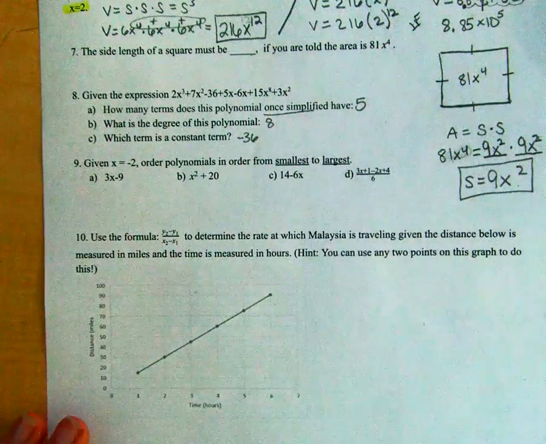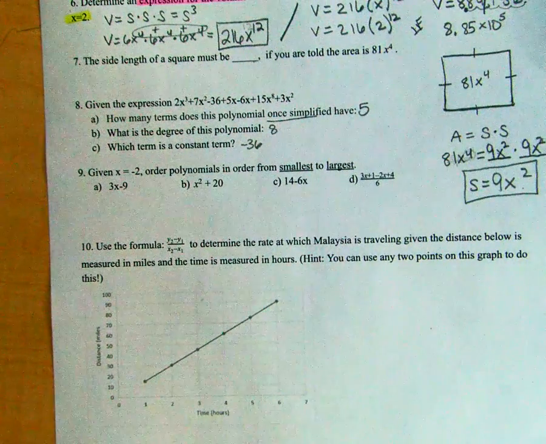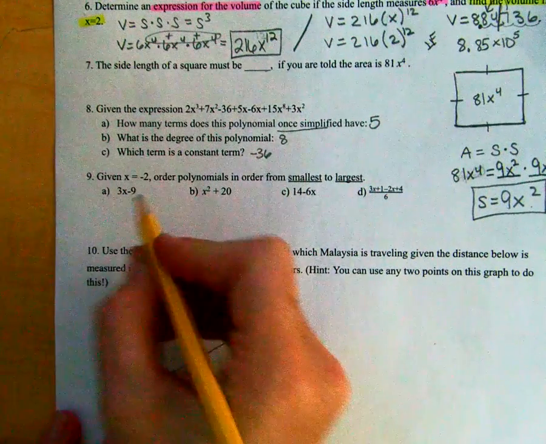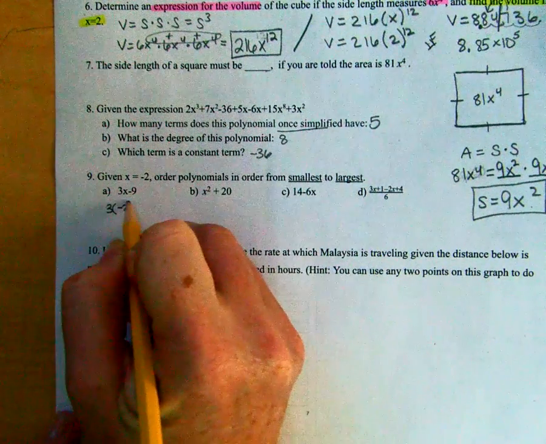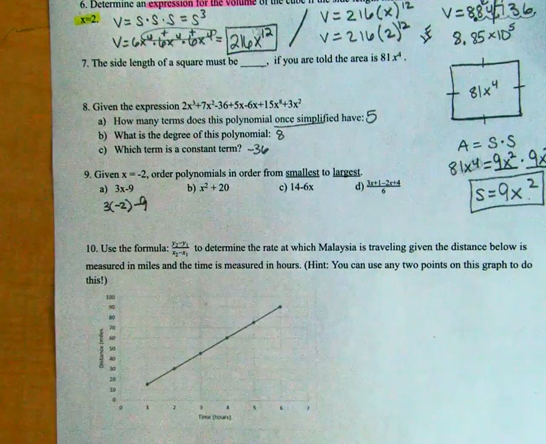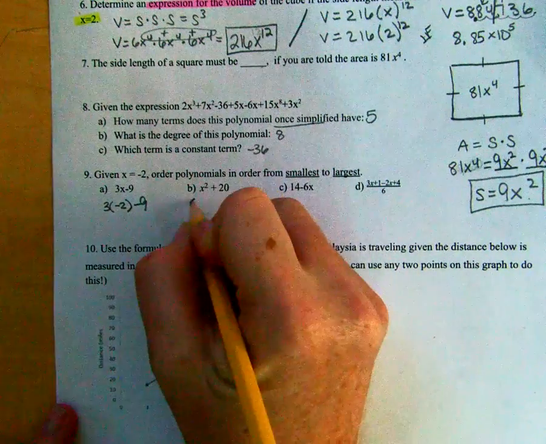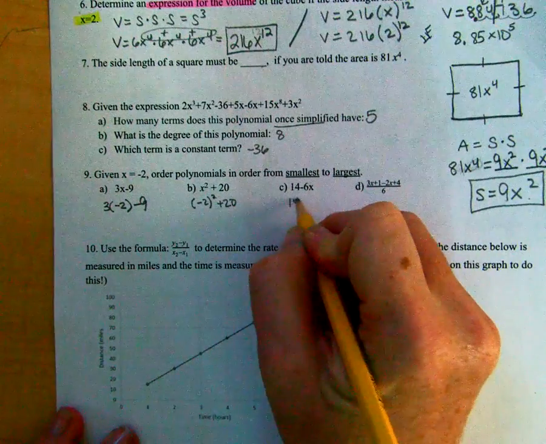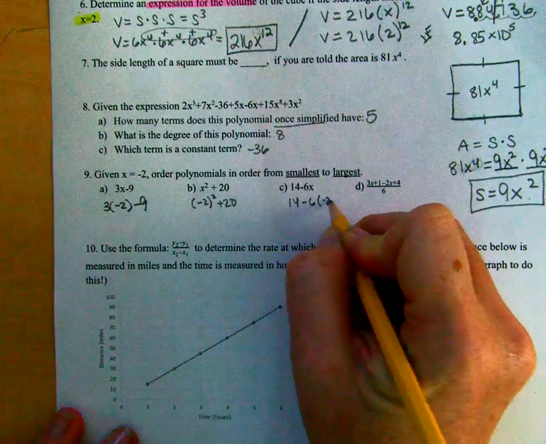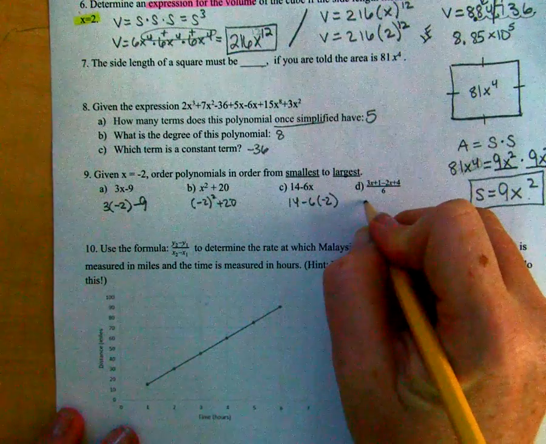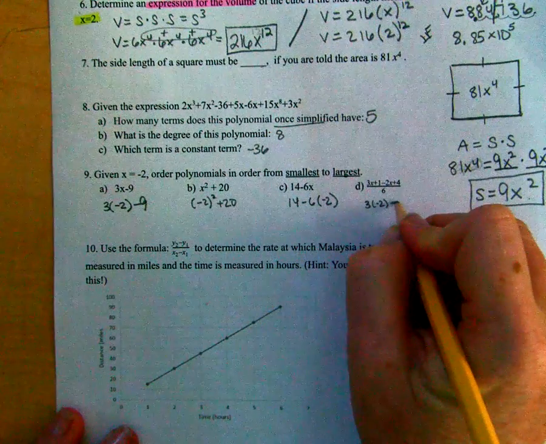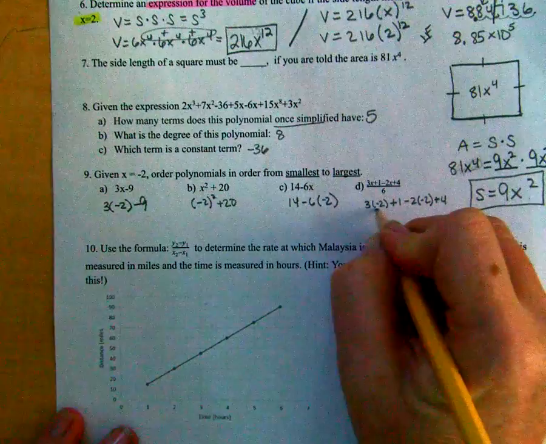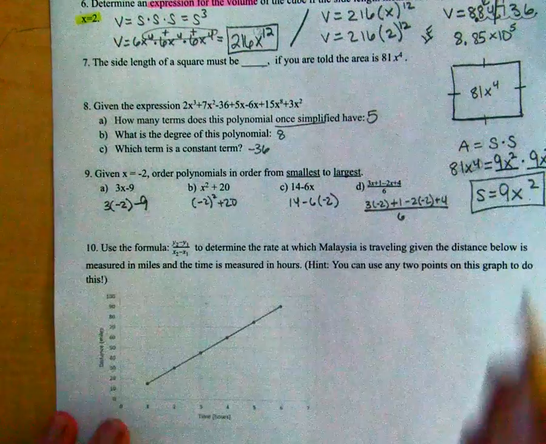All right, the next one, number 9, says, given x equals negative 2, order from smallest to largest. Okay, so what I'm going to do here is I'm going to put 3 times negative 2 minus 9. So I'm just plugging negative 2 into every single one of these equations, and I'm going to get a value, and then I'm going to rank that value from smallest to biggest. Okay, and guys, yes, of course I want you to be able to add, subtract, multiply, and divide without a calculator.